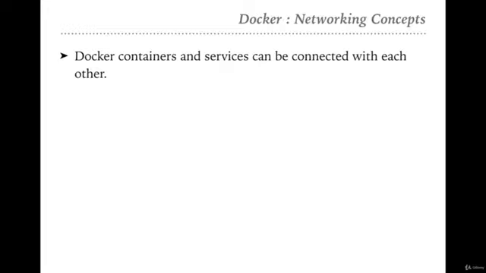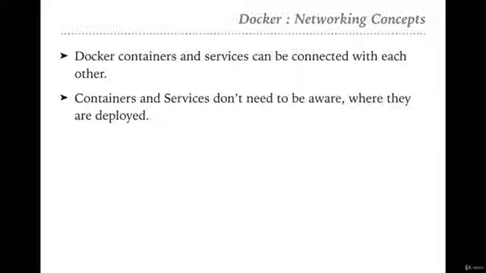Docker containers and services can be connected with each other. For example, when we are running two containers on the same Docker machine within the same network, like a PHP container and a MySQL container, for my web application the PHP container must communicate with the MySQL container. In that case, they both should be connected over the same network. They both should be able to communicate with each other over some ports, right?